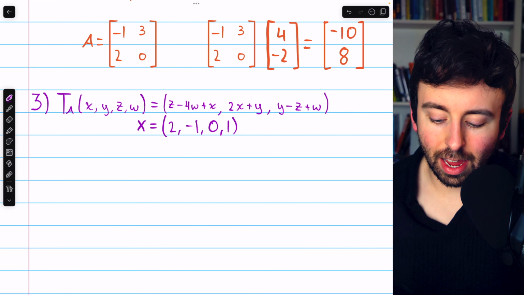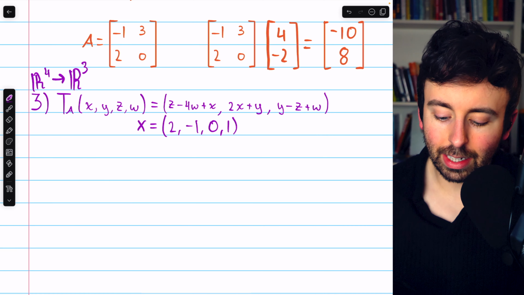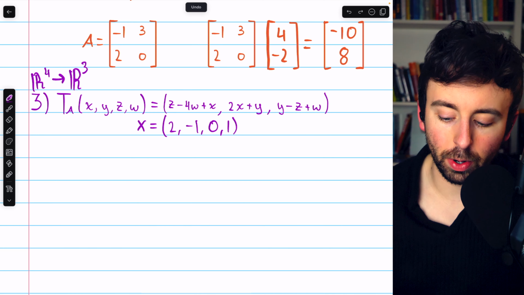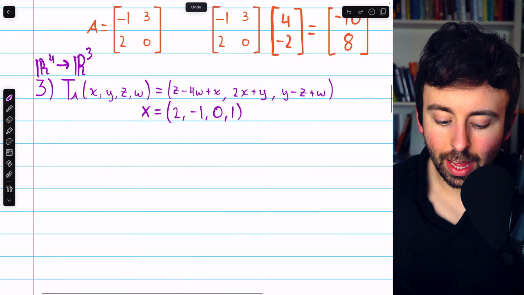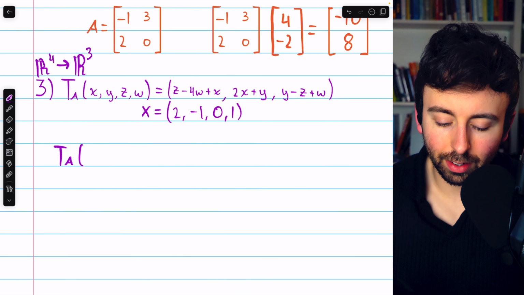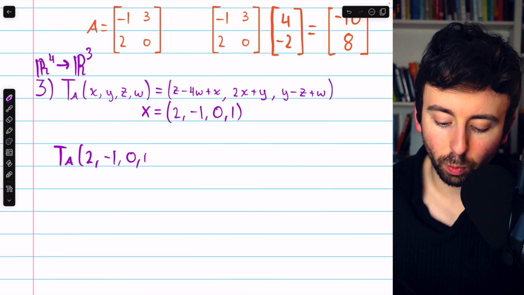All right, last example. This transformation is from R4 to R3. It takes in 4 inputs and gives us 3 output components, so a 3-dimensional vector. Here's the vector we're going to plug in. Let's go ahead and do this. So T_A of 2, negative 1, 0, 1.